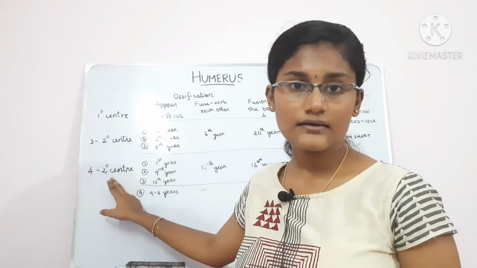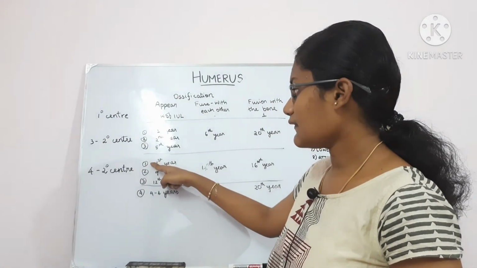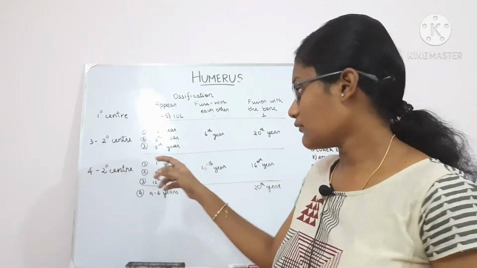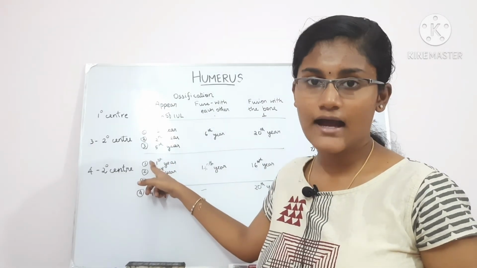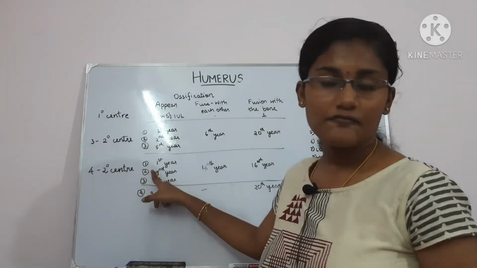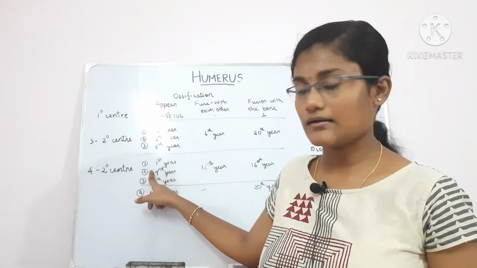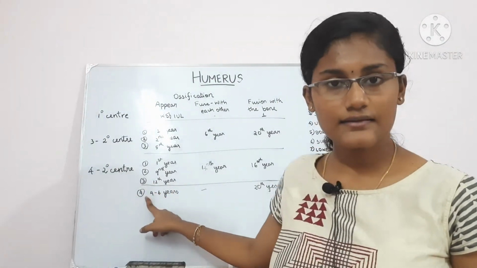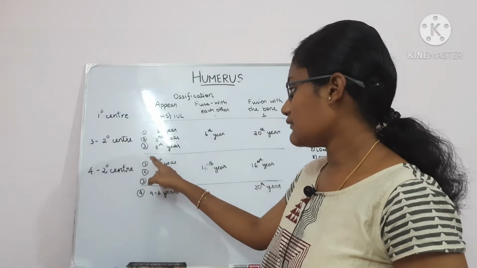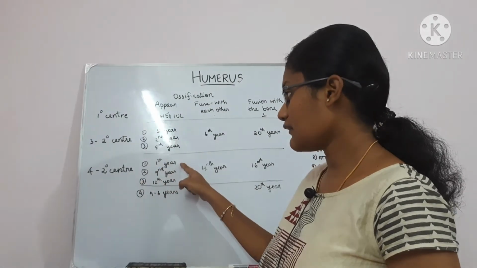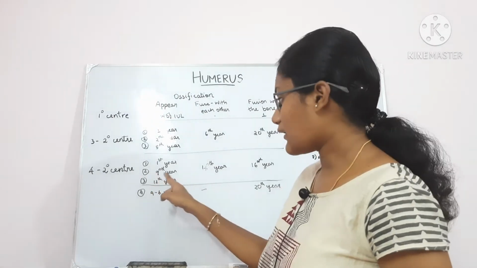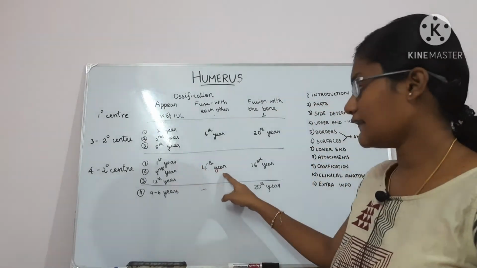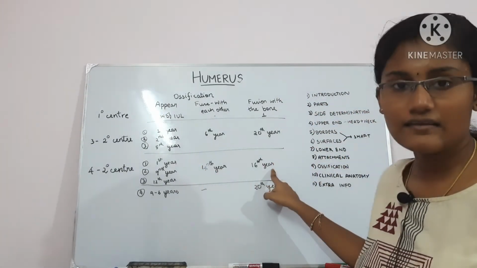And there are 4 secondary centers in the lower end, one in the capitulum and the lateral flange of the trochlea. Flange means a ridge. So the capitulum and the lateral flange of the trochlea have one center. The medial flange of the trochlea has another center, and the lateral epicondyle has another center. The medial epicondyle has a last center. So the capitulum and the lateral flange of trochlea appear in the first year. The medial flange of the trochlea appears in the 9th year, and the lateral epicondyle appears in the 12th year, and they fuse with each other at the 14th year, and they fuse with the shaft at the 16th year.